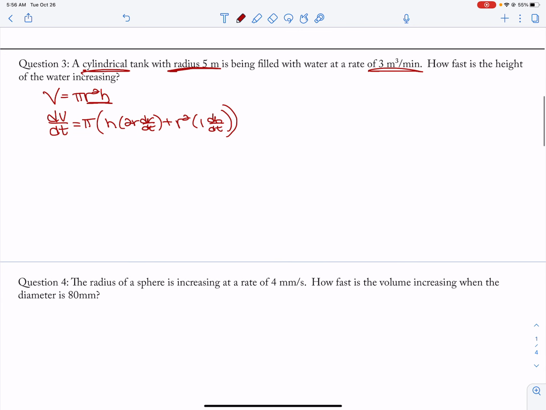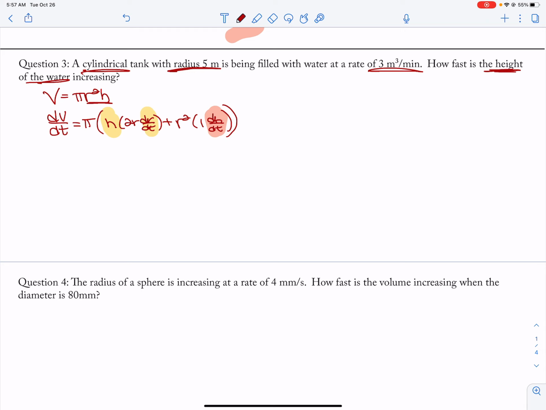Okay. So now what you realize is you're going to start plugging stuff in. What am I looking for? I'm looking for the rate of the change of the height. So I'm looking for this guy. I don't know a whole lot of stuff. I don't know what the height is. I know what the radius is. I don't know what the rate of change of the radius is, or at least so you think. So now I'm like, okay, what am I going to do?